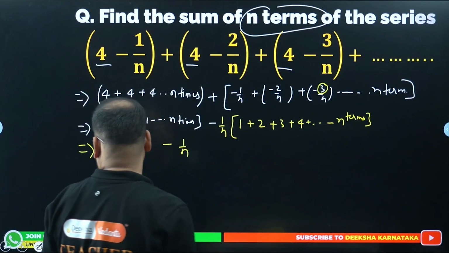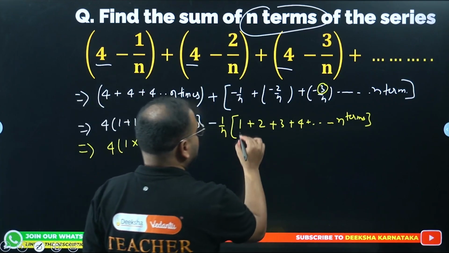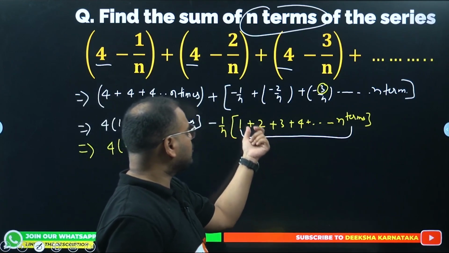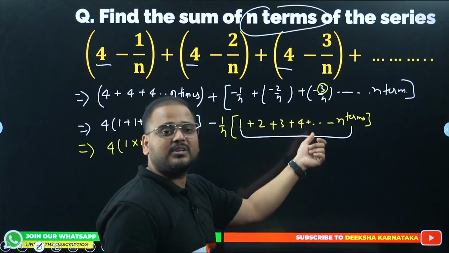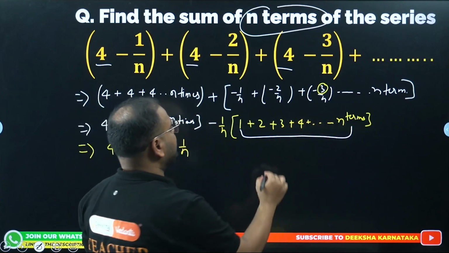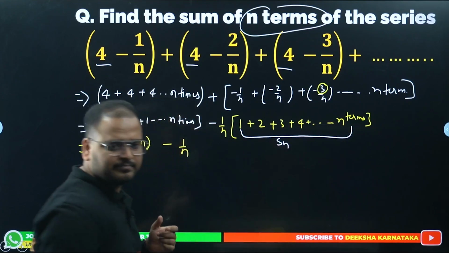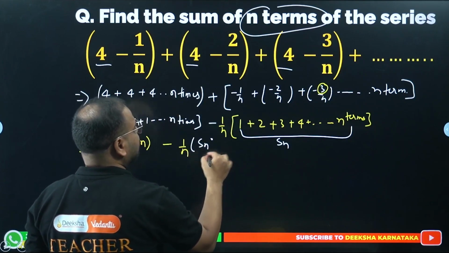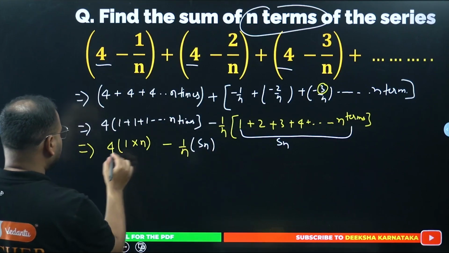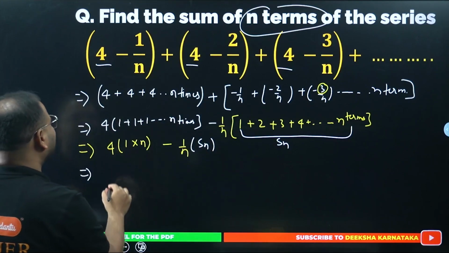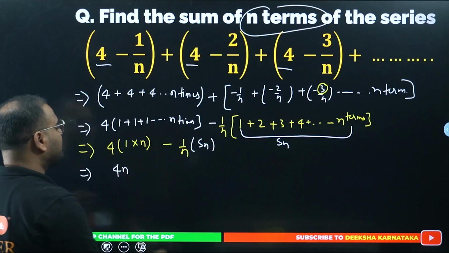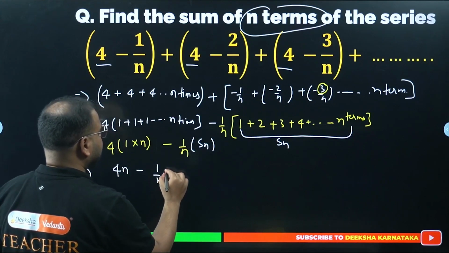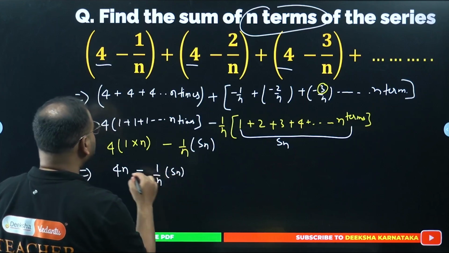What about this, sir? This is an AP, no? 1 plus 2 plus 3 plus 4. The common difference is 1. 1 plus 1 is 2, 2 plus 1 is 3, 3 plus 1 is 4, 4 plus 1 is 5, and so on. This is an AP. So I can write here some Sn. I'll find what is Sn, but right now let's write it as Sn. This will become 1 times n times 4, just 4n, sir. Minus 1 by n Sn. So we have simplified the total sum.